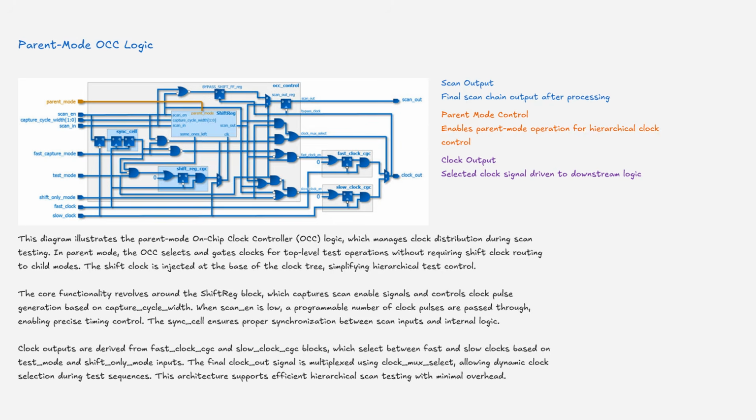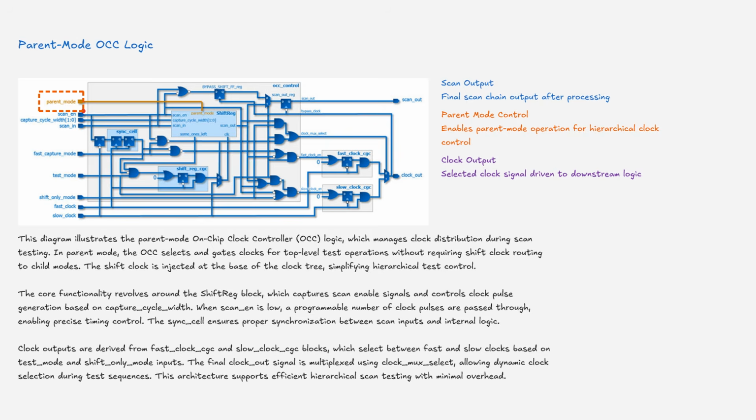The core functionality revolves around the shift register block, which captures scan-enabled signals and controls clock pulse generation based on capture cycle width. When scan enable is low, a programmable number of clock pulses are passed through, enabling precise timing control. The sync cell ensures proper synchronization between scan inputs and internal logic.